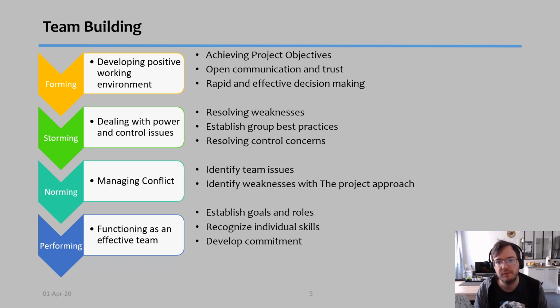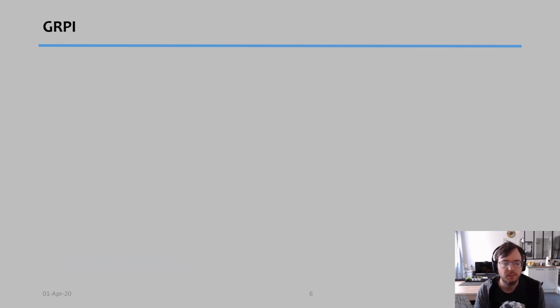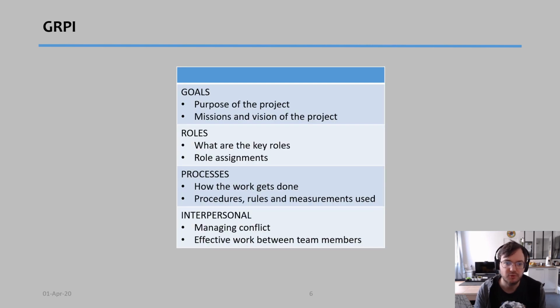During the performing phase, your goal now, or your job, is now to establish the goals and the roles, to make sure you recognize the individual skills, and to keep on developing this commitment that the team has towards your project. But solving problems is always complicated. What is the best approach to try to solve problems? Well, there's many theories out there, but I really like the GRPI theory. GRPI stands for goals, roles, processes, and interpersonals. And these are the four main categories of problems that you typically have on a project.